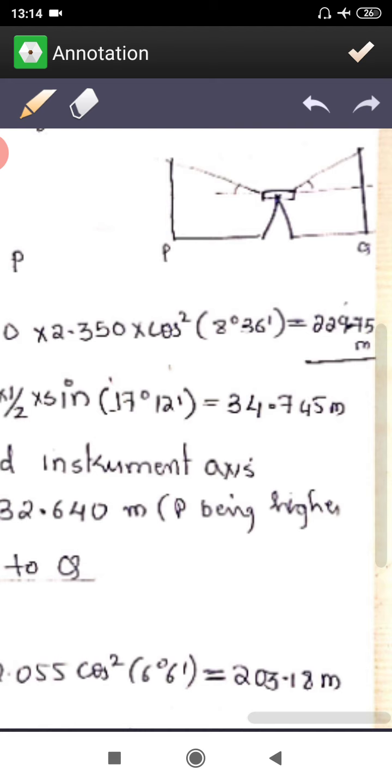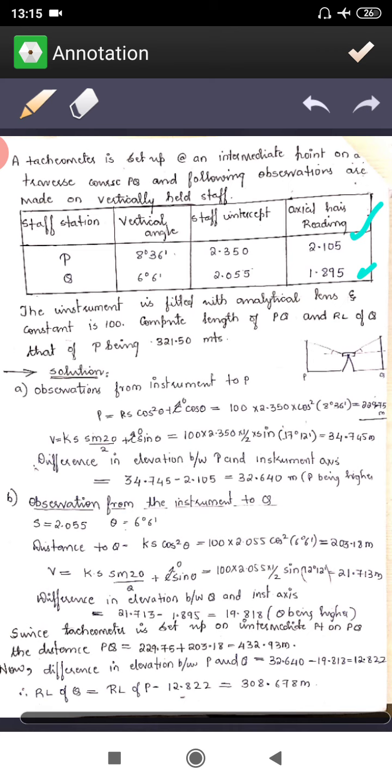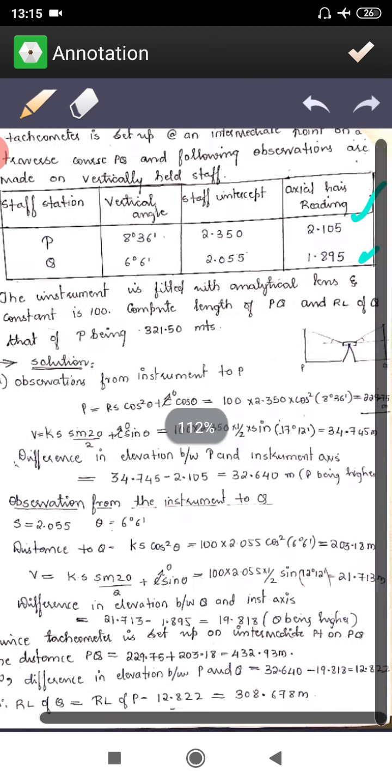This is the d value, right? This is the d value of P, not the height. This is the distance of P from the instrument station, 229.75 meters. And V, this is the height at P, right? V is equal to Ks into sine 2 theta by 2 plus c sine theta. That is going to be 37.745 meters, the value we have got.